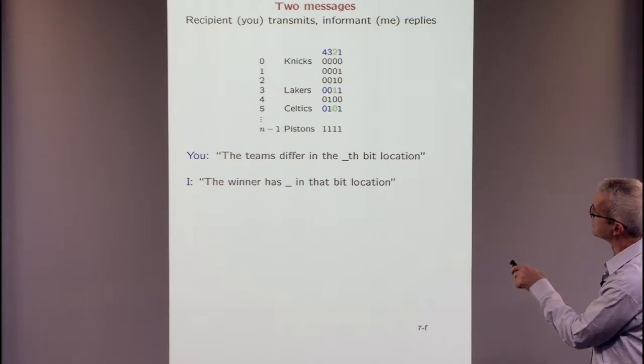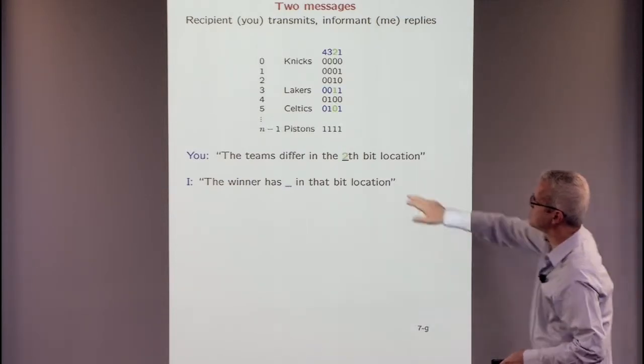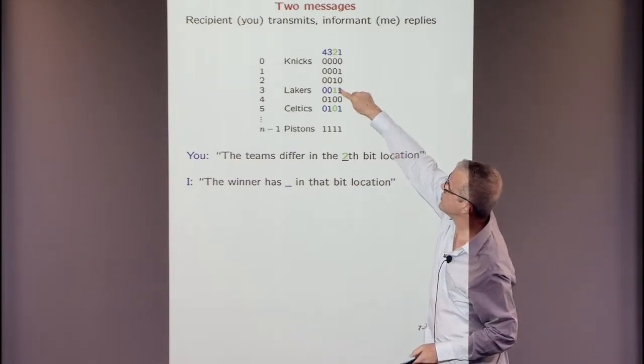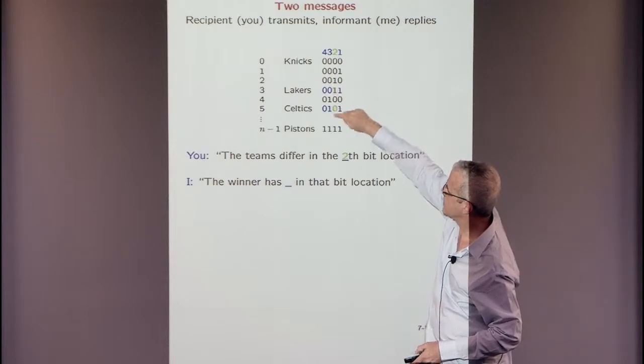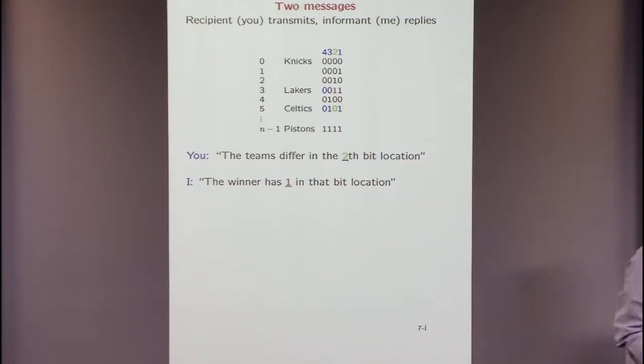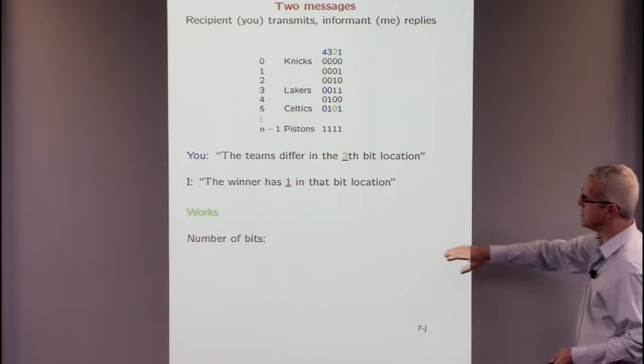You choose the first one, location 2, and tell me the two teams differ in location 2. And I tell you, I know that the Lakers won, so I know that they have won. So I tell you they have won in that location, and that's sufficient for you to distinguish. Okay, so how many bits did we use?